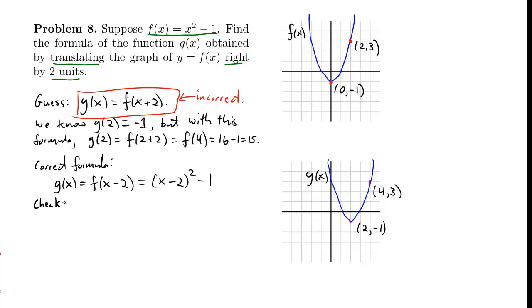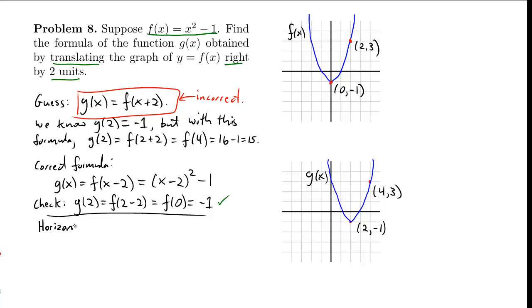Let's test this again. If we plug in g of 2 using this formula, we get g of 2 equals f of 2 minus 2, which is f of 0, which is minus 1. Here you can see why this formula works. We want the height of f at x equals 0 to now appear over x equals 2. So when we put x equals 2 into g, we want it to compute f of 0. So we want g to subtract the translation from x before putting that value into f.